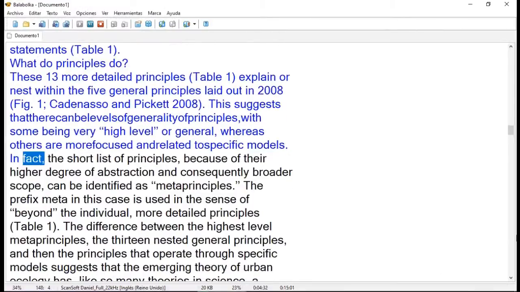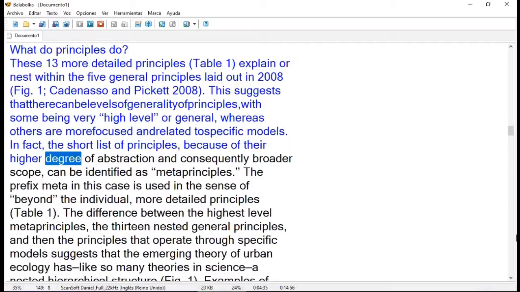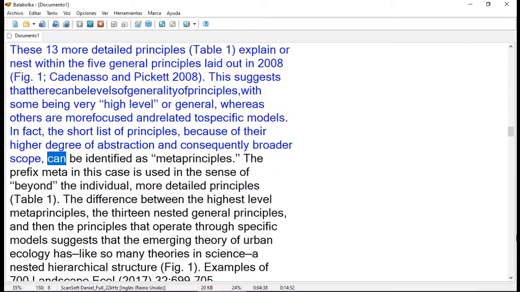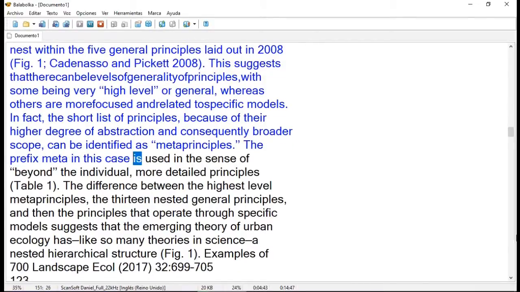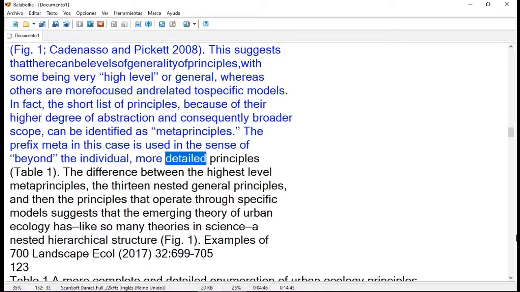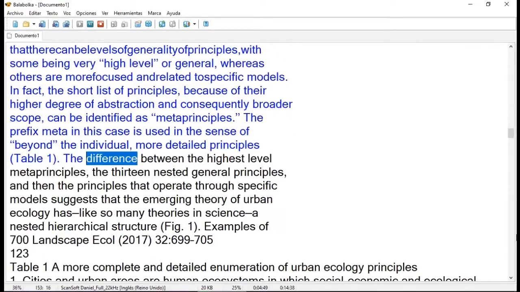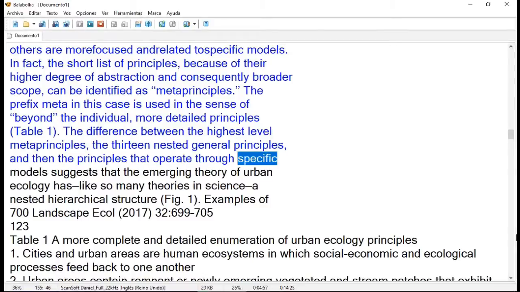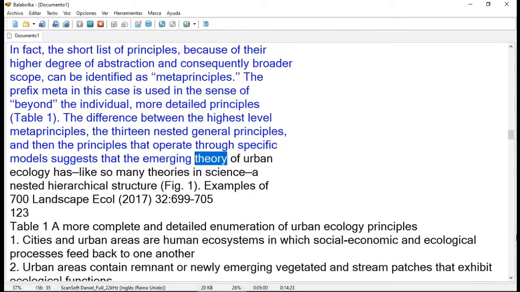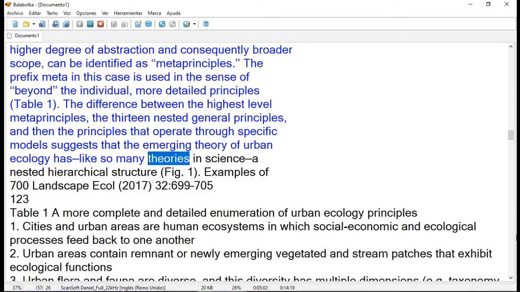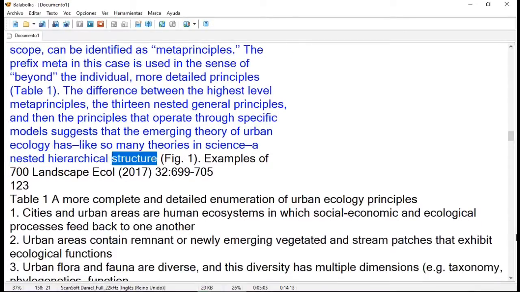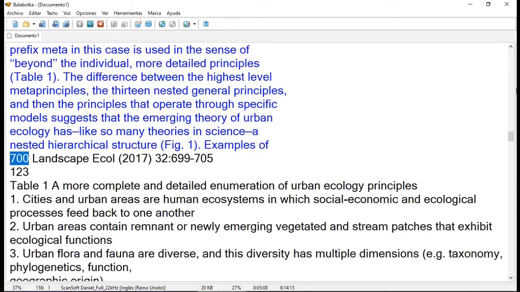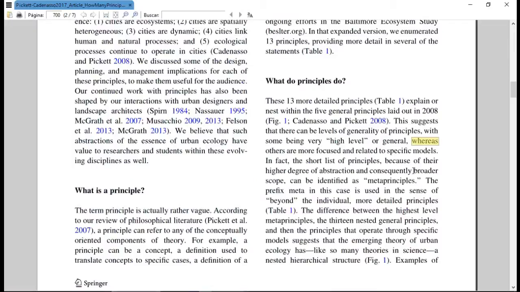In fact, the short list of principles, because of their higher degree of abstraction and consequently broader scope, can be identified as meta-principles. The prefix meta in this case is used in the sense of beyond the individual, more detailed principles. Table 1. The difference between the highest level meta-principles, the 13 nested general principles, and then the principles that operate through specific models suggests that the emerging theory of urban ecology has, like so many theories in science, a nested hierarchical structure. Figure 1.